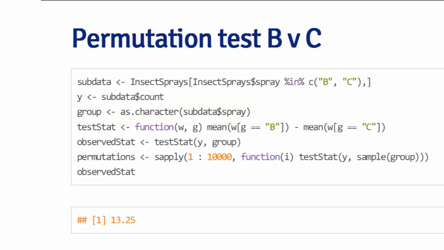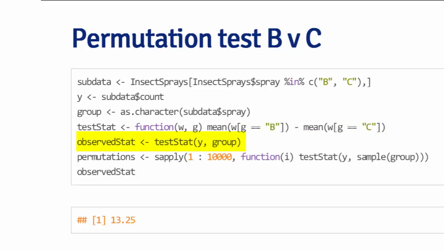So Y element 1 received is the count of dead insects for insect spray, element 1 of the vector group. And the same thing for element 2 of y and element 2 of group. In other words, my y and my group vectors are perfectly lined up. So my test statistic is just the average difference, the mean, the average number of dead insects from group B minus the average number of dead insects in group C, averaged over batches.